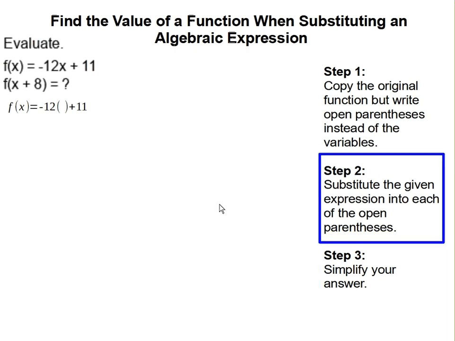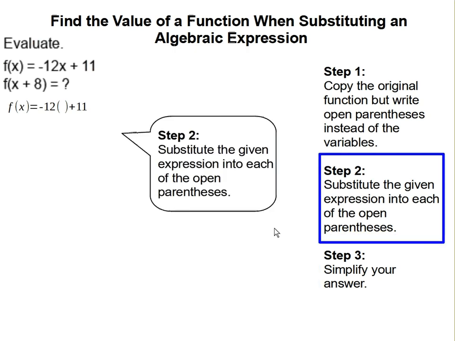Okay, that's pretty simple. Then we're going to substitute the given expression. That given expression is the value inside of the parentheses in the function notation here. So f of blah. So before it was an x here, now this is x plus 8. Okay, so we take that and we stick it inside of those open parentheses like this.